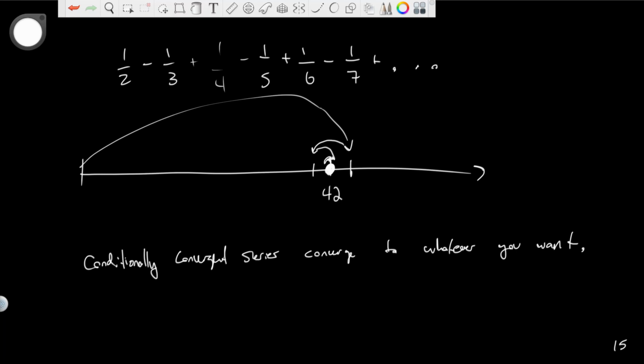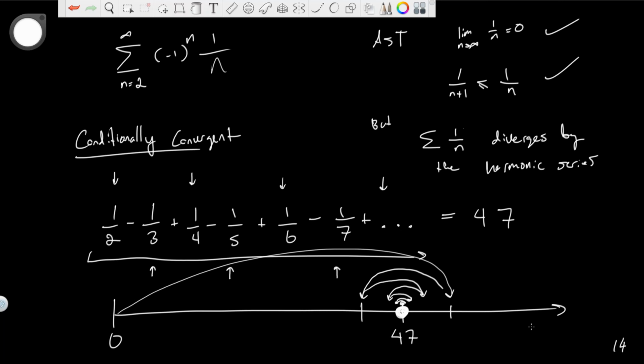Wow. It's called the rearrangement theorem because all you got to do is rearrange these numbers so that you have enough positive ones first to get past the number that you want to converge to, and then you can have enough negative numbers next to get less than the number you want to converge to. And by the way, this also works for negative numbers. You just flip the signs. And then you can put some more positive numbers to get past it, some more negative numbers to get past it, and then just keep doing this until you converge on that number that you want. 42 maybe for you. Maybe you have a different number that you like. 47 for me.